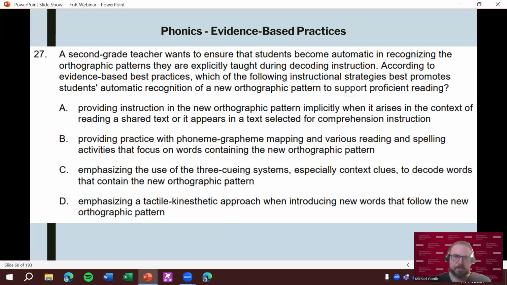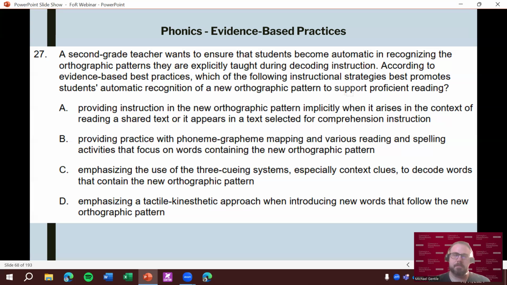The reality is B is the only evidence-based practice. So as soon as you see, according to evidence-based practices, what should we do? You read all these. You don't have to be 100% sure that providing this practice is the actual thing you would want to do. You can be a little bit unsure, but what I want you to be really sure about is that the rest of these are non-evidence based.